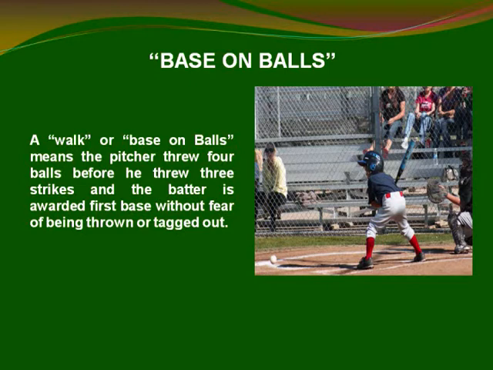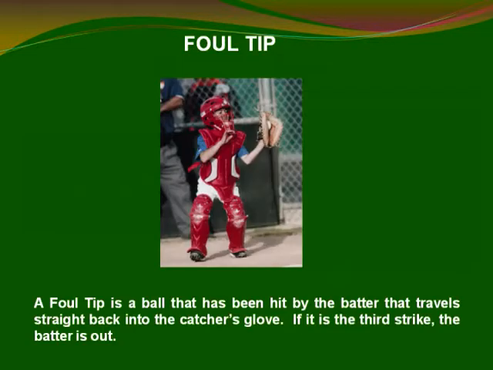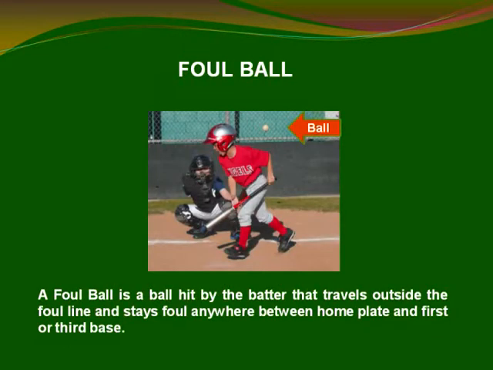A walk, or base on balls, means the pitcher threw 4 balls before he threw 3 strikes, and the batter is awarded first base without fear of being thrown or tagged out. A foul tip is a ball that has been hit by the batter that travels straight back into the catcher's glove. If it is the third strike, the batter is out.